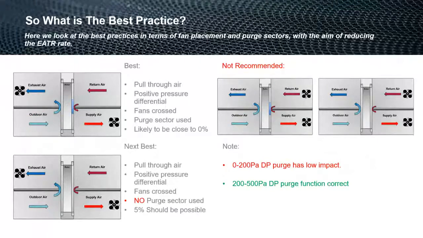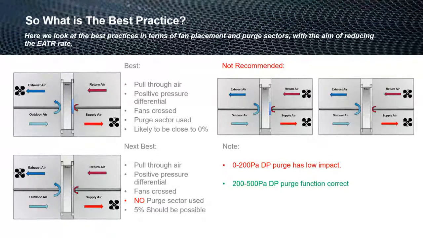So what's the best practice? In Heatex, we've spent many years looking into how changes within AHU construction can impact upon our products. And we can confidently suggest the best practices here as a good guide to reducing leakage within rotors. If we take the top left-hand corner, the best configuration we can find is to have pull-through air through the units, a positive pressure differential, having fans crossed at opposite sides of the units with a purge sector used, and the EATR on the data sheet is likely to be close to 0%.